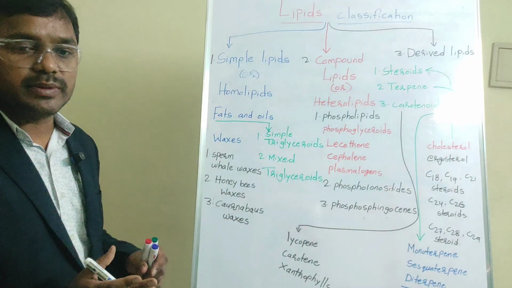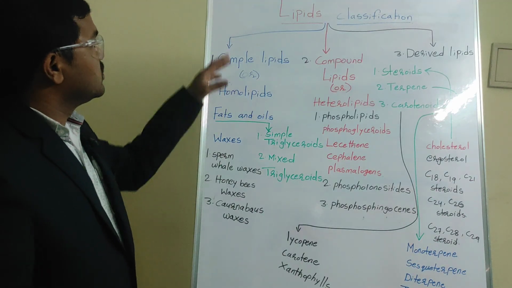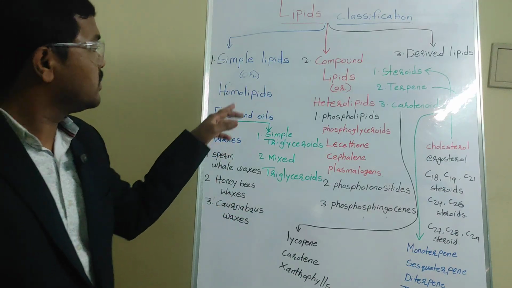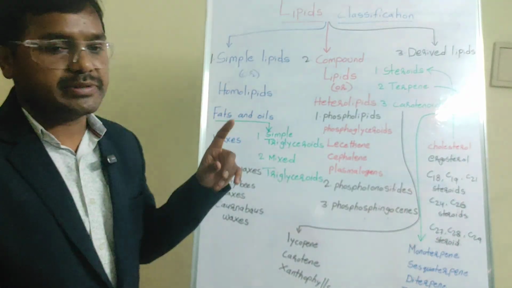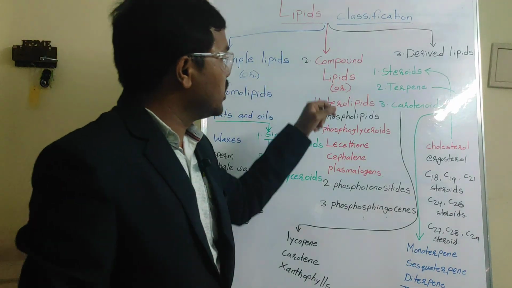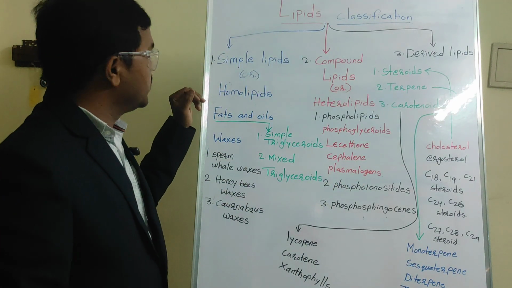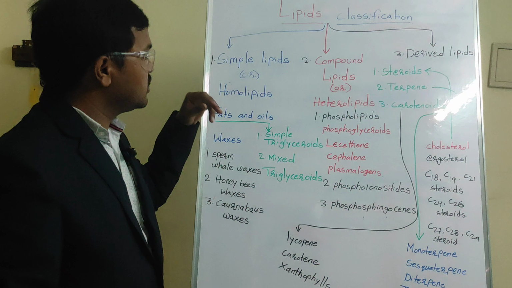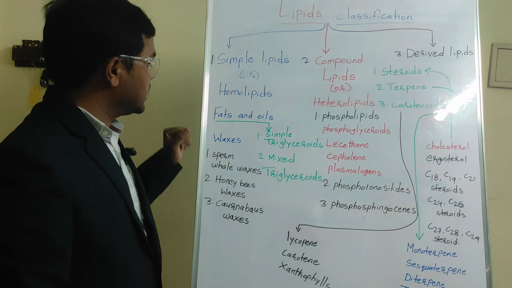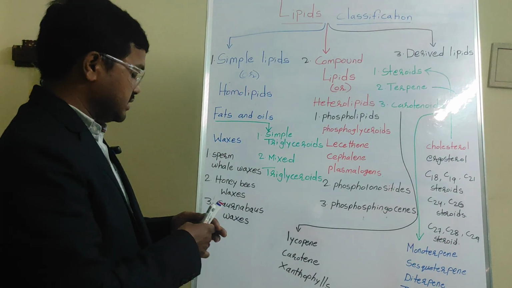Once again I will explain the classification of lipids. Lipids are classified into three types. One is simple lipids, second one is compound lipids, third one is derived lipids. The first one, simple lipids, are also called homolipids. These homolipids or simple lipids are again classified into two types, fats and oils. Second one is waxes.